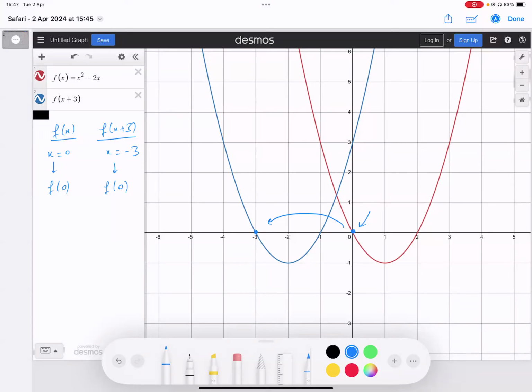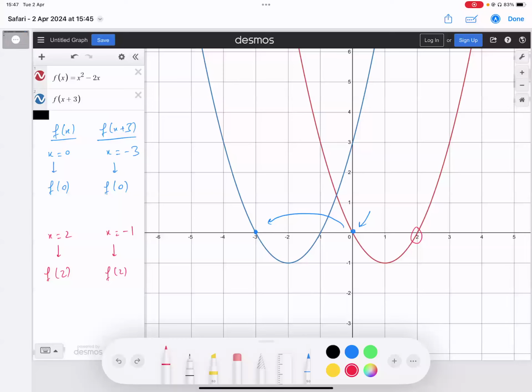Similarly, think of another value of x here on the graph. So let's say we have this value x equal to 2. At x equal to 2, the function f of x would give you f of 2. How could you get f of 2 from the second function, from f of x plus 3? What value of x would you need to input there to get f of 2? You would need to input x equal to -1, right? Because -1 plus 3 is going to give you 2 inside. So that's f of 2.